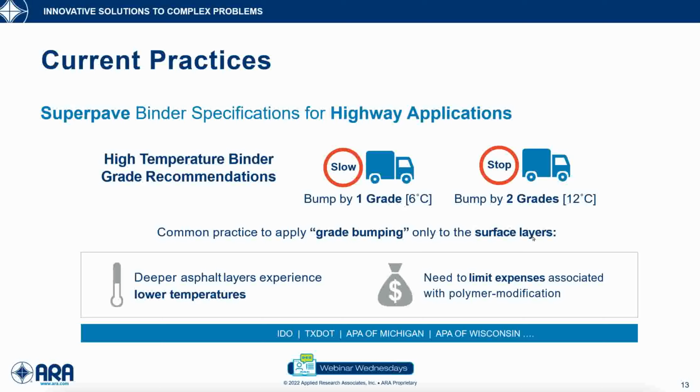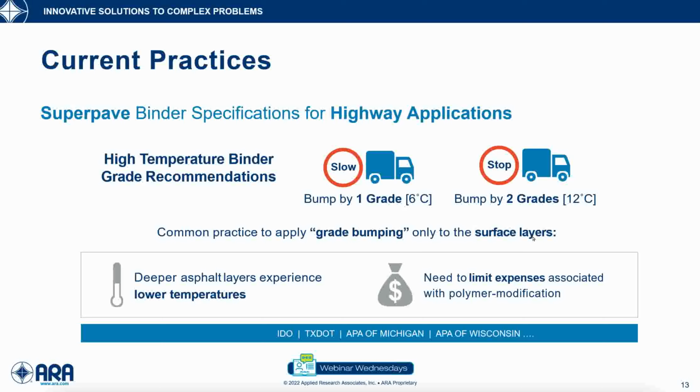Now, this is for highway applications, and the common practice is to just grade bump only the surface layers. So we don't really bump the grade of the layers below the surface layer, the layer at the top of the pavement. And these lower layers, whether we call them base layers or binder layers, really don't experience as high a temperature as the surface layer. And thus we tend to ignore bumping the grade.